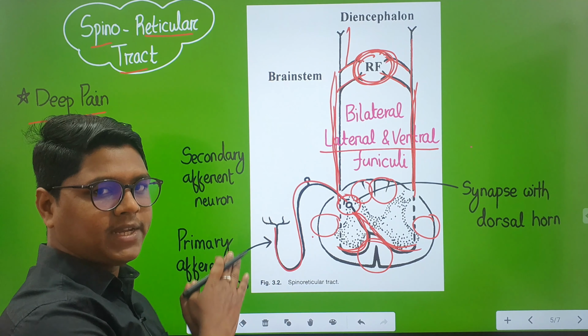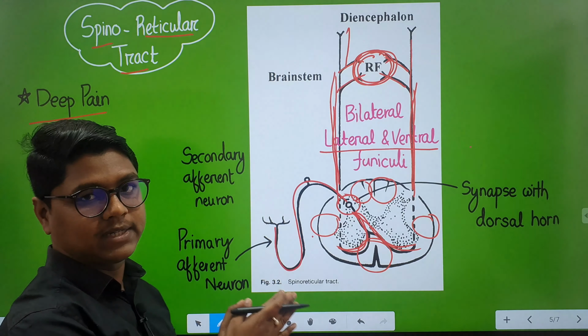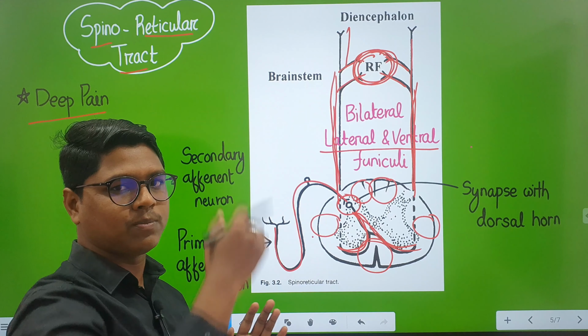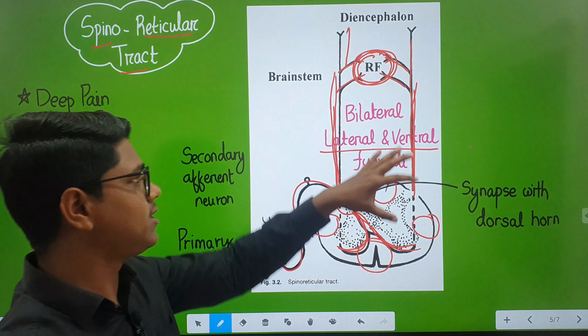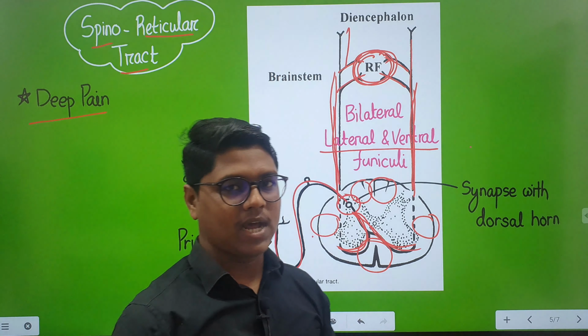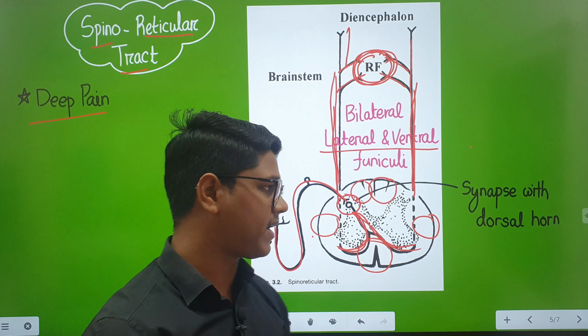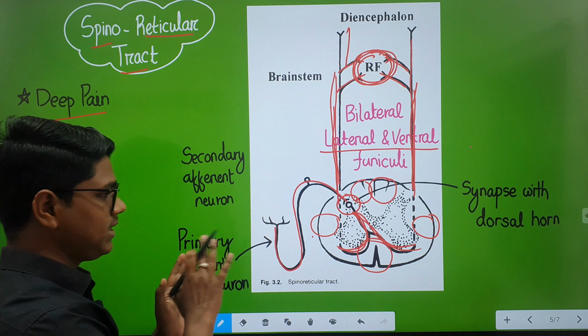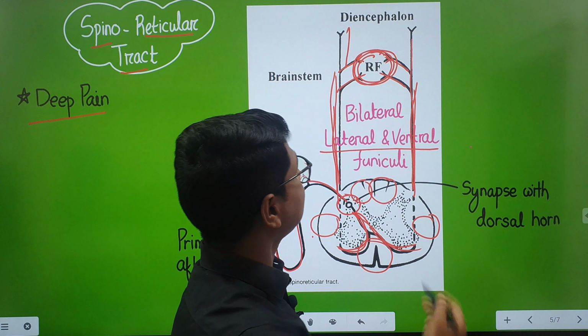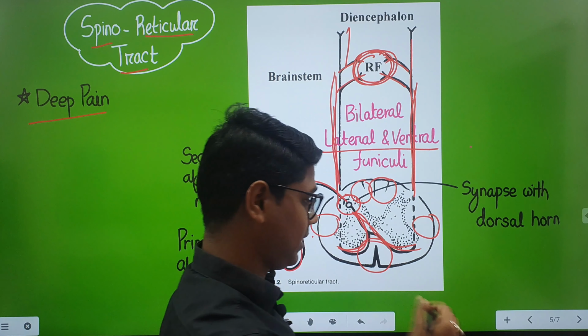You see in the Spino-Cervical-Thalamic tract, the end point is actually the thalamus. Then after that they will go to the somatosensory cortex, that is inside the brain. But here, the visceral pain is usually sensed at the reticular formation, RF. So this is the difference between the Spino-Cervical-Thalamic tract and the Spino-Reticular tract.